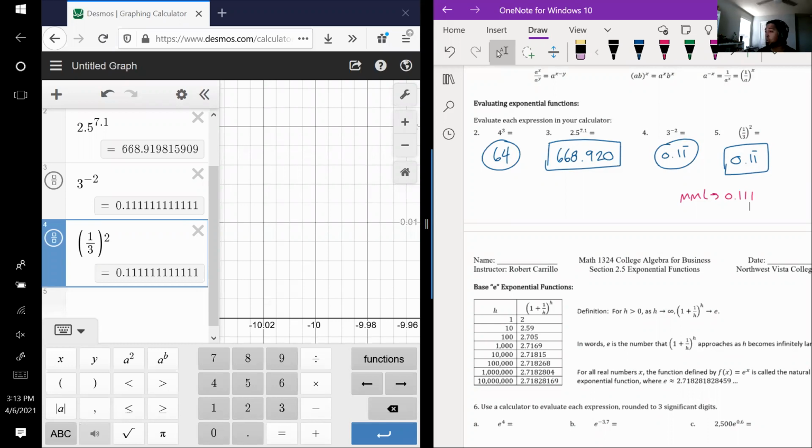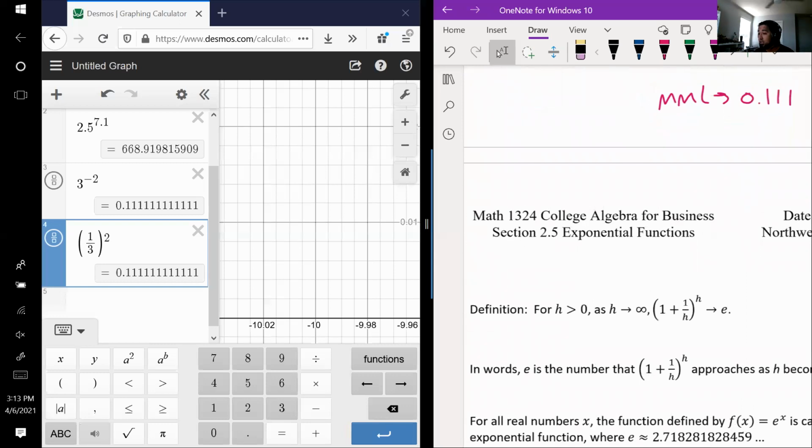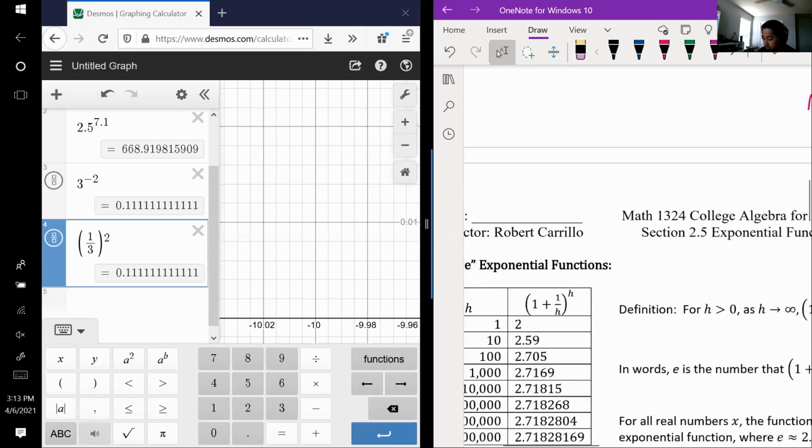So where it comes from, well, it comes from this expression. Let's zoom in here. So the definition for e says, as h is greater than 0, and as h approaches infinity, the expression 1 plus 1 over h, raised to the h, will become the number e. So somebody created this expression, and his name is Euler, so it's Euler's number. And this expression, if h keeps getting infinitely larger, will start to approach this number e.